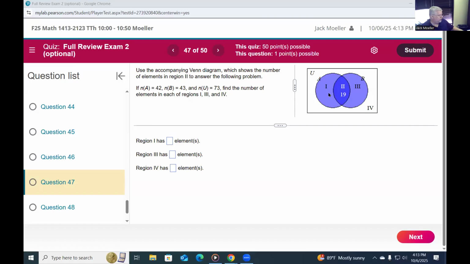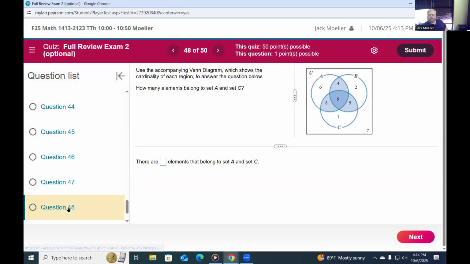So region 1, that was our 23. Region 3, that was our 24. And then region 4, that was our 7. Okay. So they're basically asking you to, did you complete the Venn diagram? All right. How many elements belong to set A and how many elements belong to set A and set C?